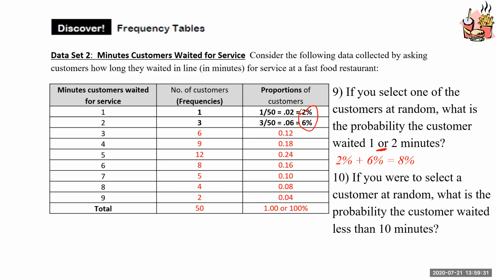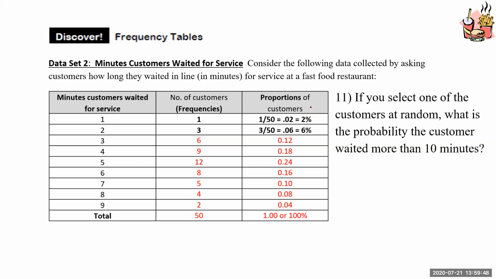That's already a given, right? So that's 100%. All of the customers waited less than 10 minutes. So you have to put all these proportions together, okay, including these guys. And then that gives you what? 100%, the total.